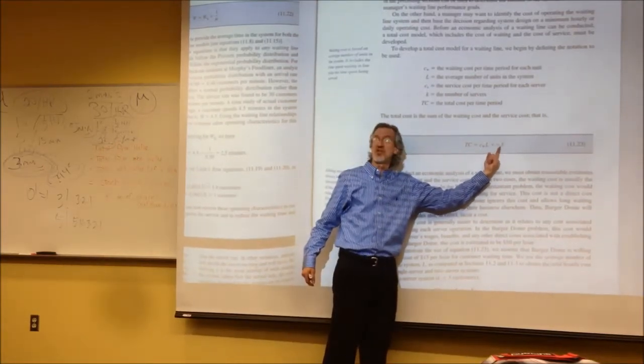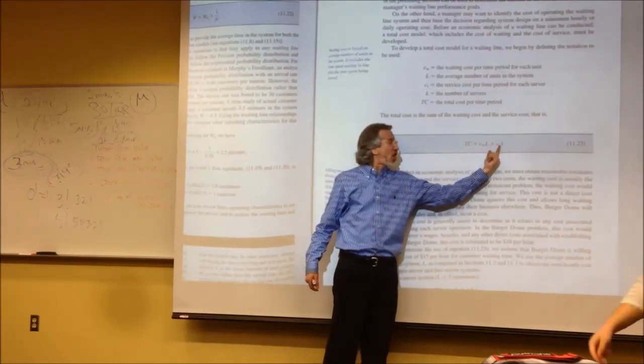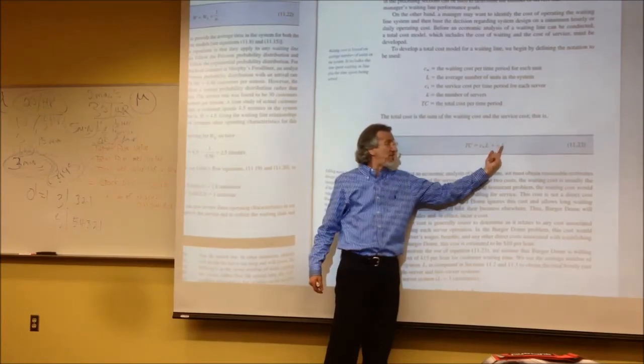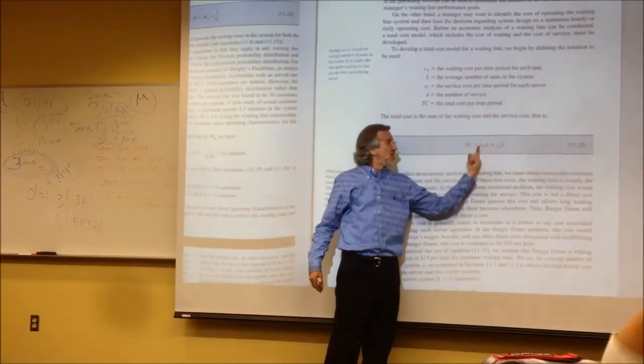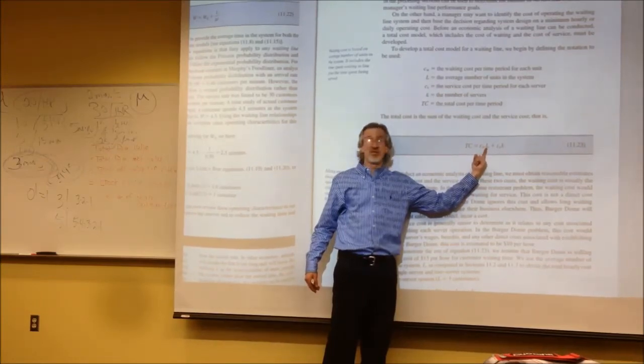Cost of adding another channel times the number of channels. Cost of waiting. The cost of adding another channel will always be given to you. The number of channels will be given to you. The cost of waiting will be given to you. The L is what you have to calculate to do this.